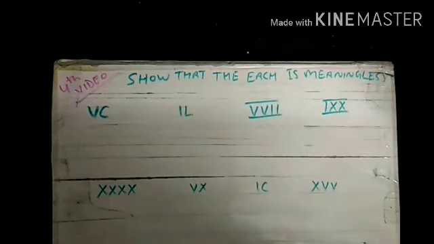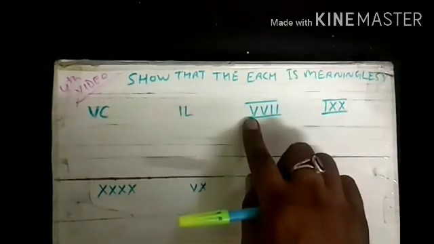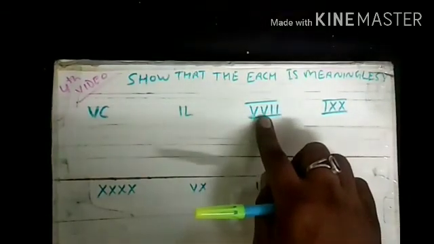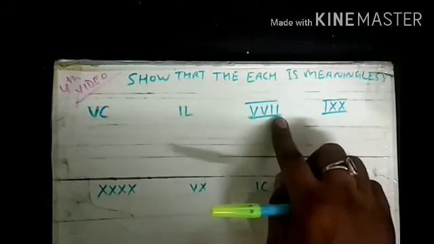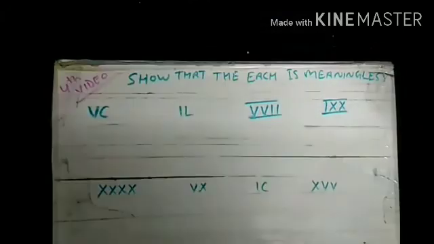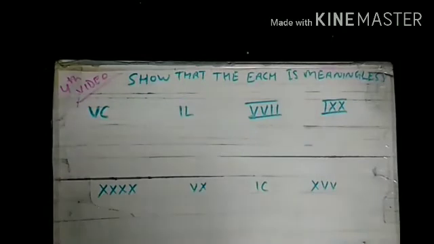Now VVII. It means 5, 5 plus 5 and 2. V is repeated here, but we know that V, L, D are never repeated. Therefore that's why it is wrong.